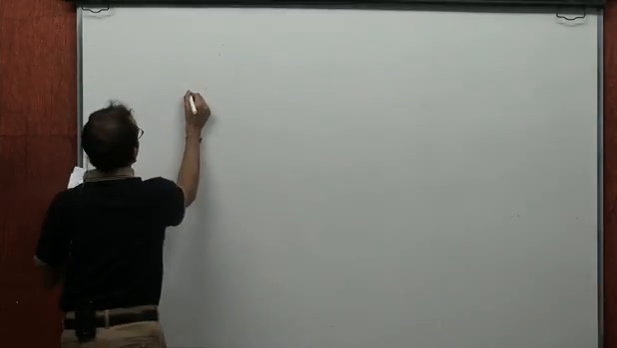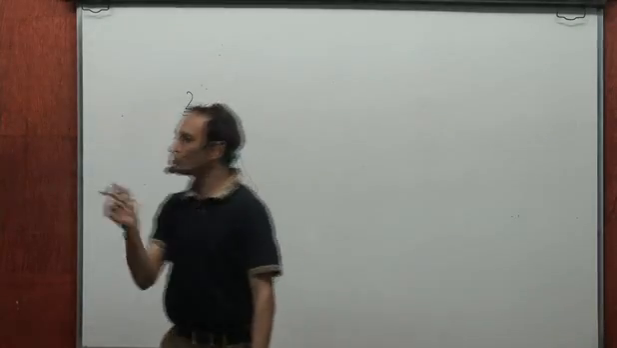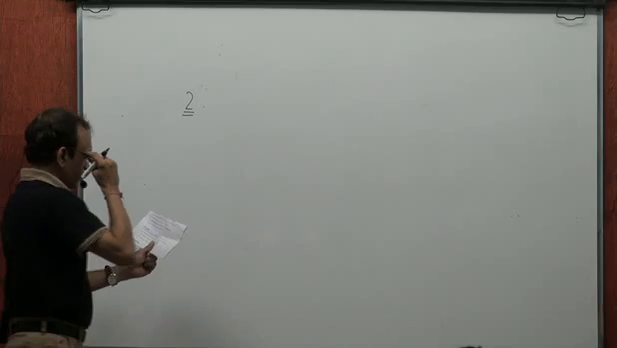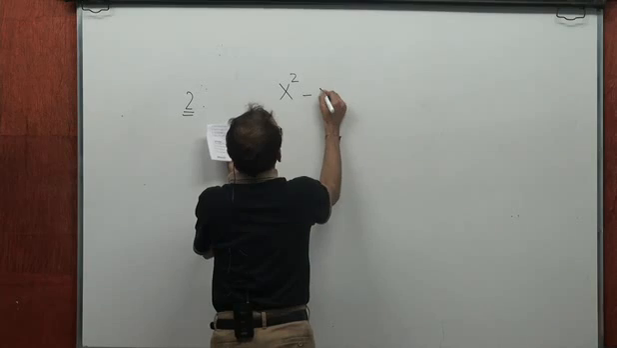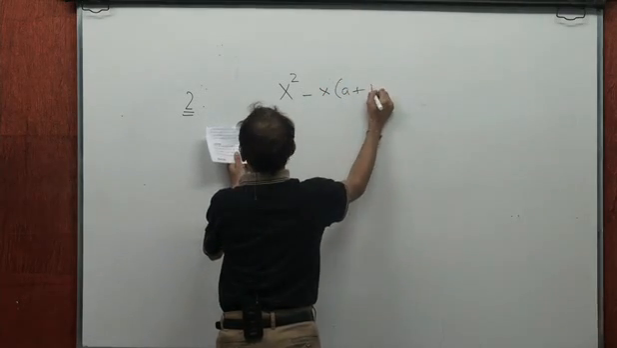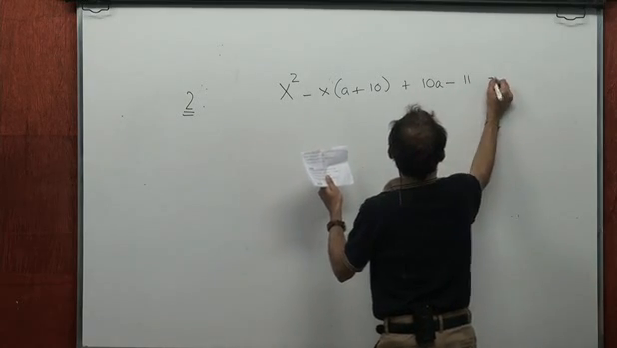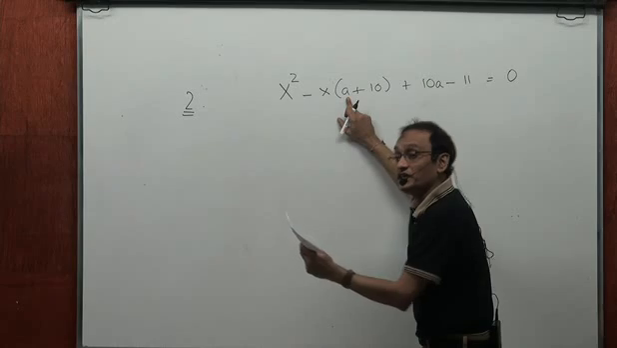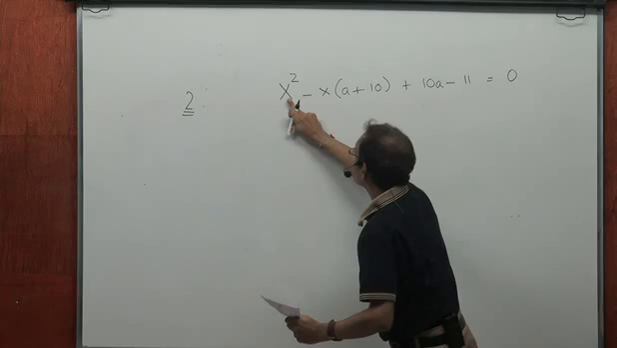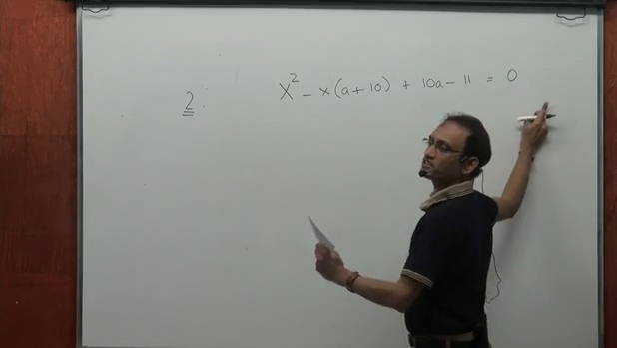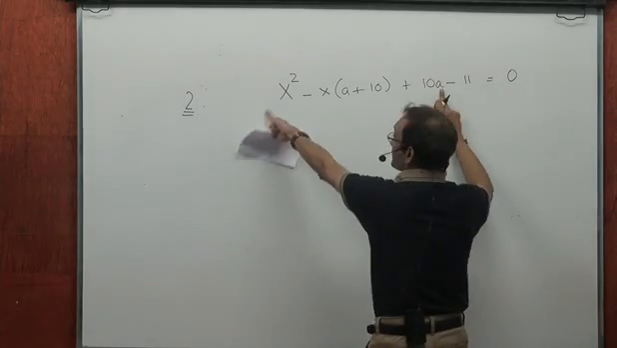The second problem belonging to the variety where factorizing becomes almighty. We want to find integer values of a for which x squared minus x into (a plus 10) plus 10a minus 11 is 0. We want to find integer values of a for which an integer x satisfies this equation. That's what we want.